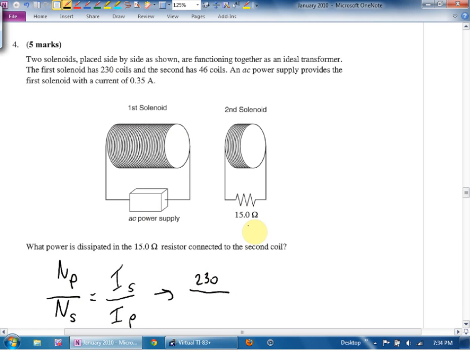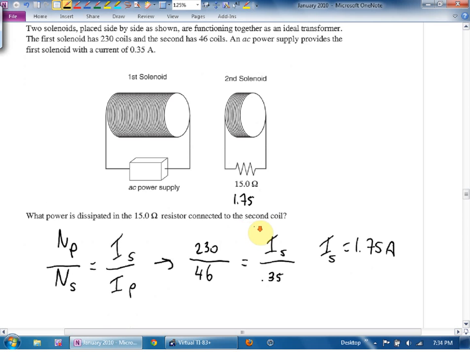Over 46 equals secondary current over initial current of 0.35. Can you guys right now cross multiply that times that divided by that? What's my secondary current? I'm trying to keep this all on one page, so I don't want to show one more line of work. Troy, what'd you get? 1.75? So how many amps are going through this resistor then? 1.75. Now, I know the resistor and I know the current.